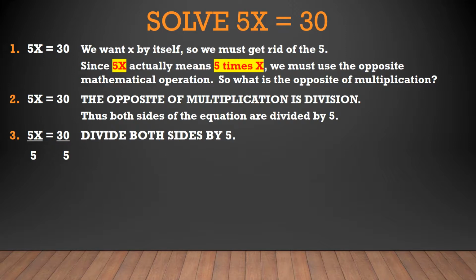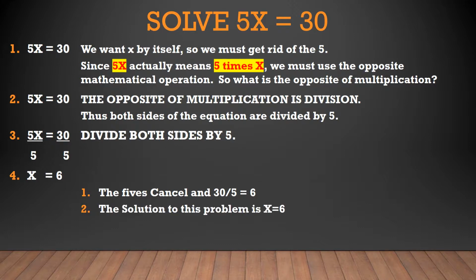So on the left of my equal sign, I've got 5 over 5, or 5 divided by 5, and that's just equal to 1. So I end up with 1x, or just plain old x, on the left side of the equal sign. On the right side, I've got 30 divided by 5. Well, 30 divided by 5 is 6. So my final equation is that x is equal to 6, and that's my solution.